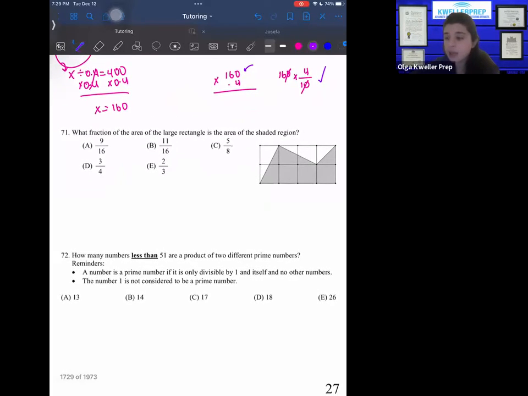Okay, next they say, what fraction of the area of the larger rectangle is the area of the shaded region? So first you recognize that there's 1, 2, 3, 4, 5, 6, 7, 8, right? 8 boxes in here. Then you think to yourself, what can we do then?